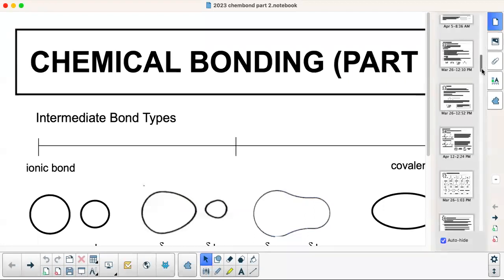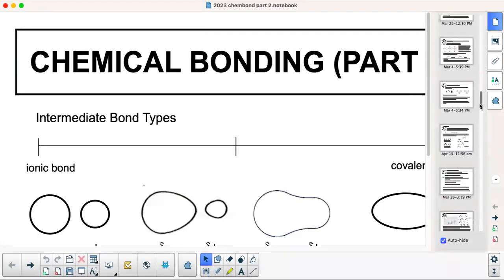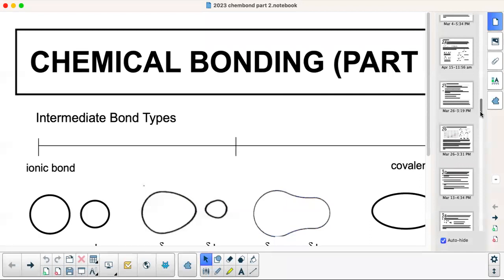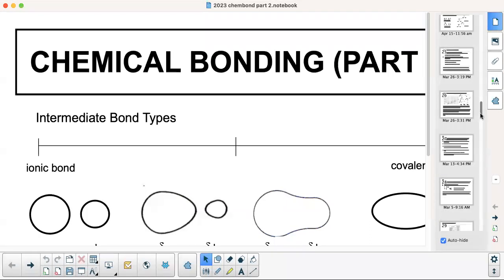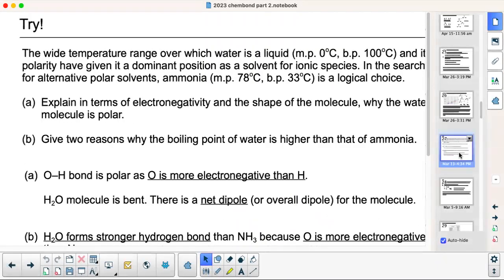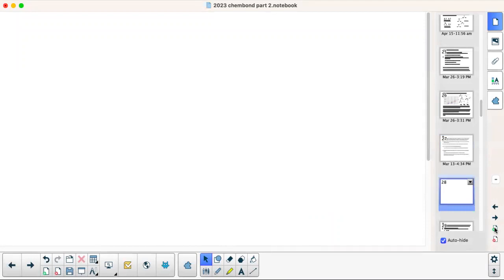A quick review, and then we'll try additional questions. We'll try to finish chem bonding first, then we move on to the revision. Okay, so I think I stopped here if I'm not mistaken. Just a quick one, a very quick one.